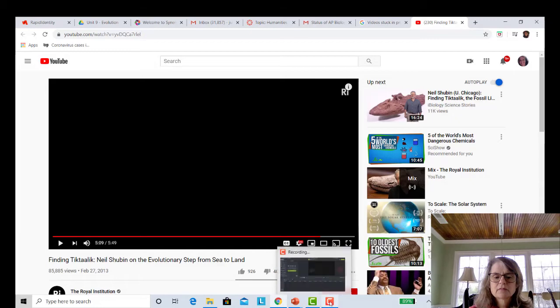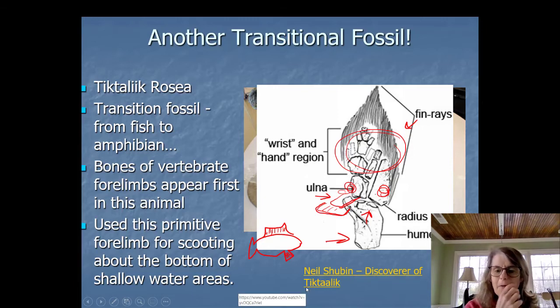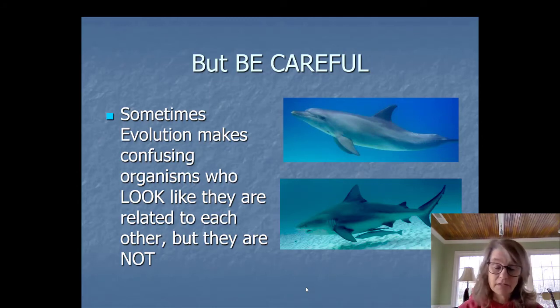So let me get back to where we were. Okay, so that's the story of Tiktaalik as a transitional organism. Now, please be careful, because sometimes evolution makes really confusing organisms that look a lot like they're related to each other. They look like they have homologous structures that are due to common ancestry, but they are not.